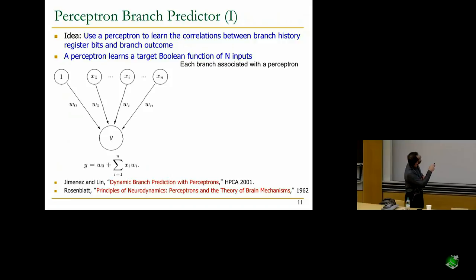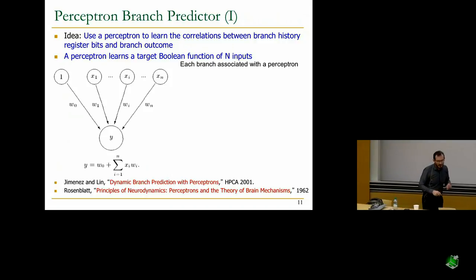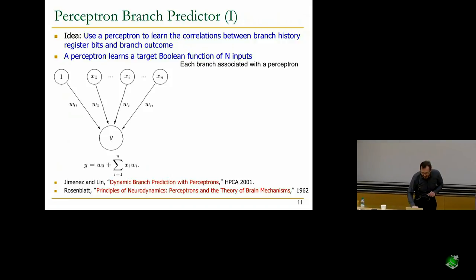So that's the idea. In the branch prediction context, we use a perceptron to learn the correlations between branch history register bits and branch outcome. These weights are essentially how correlated this branch's outcome is to the bit that we're examining, which is, if you have 16 bits, you're looking at, I don't know, bit 1 over here. That's the idea. And you learn these weights for all of them.